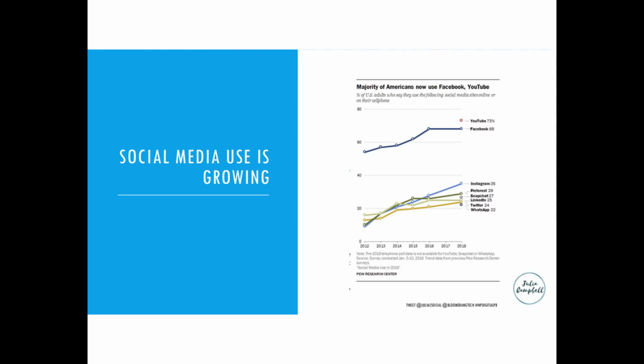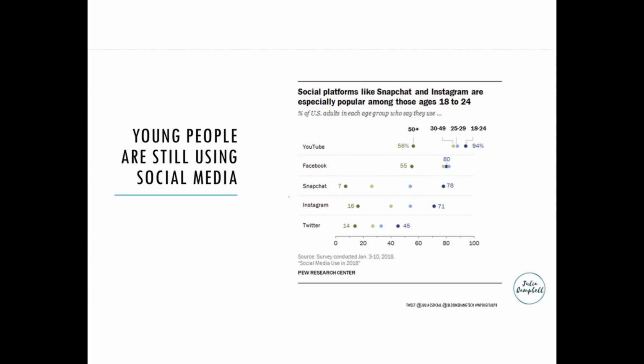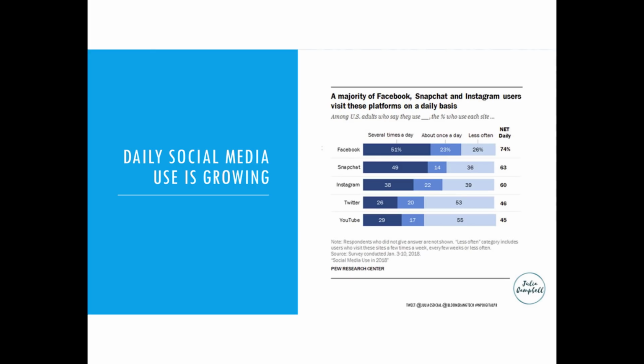Older Americans are getting on social media more. I should say that the Pew Internet Research Report only measures American adult internet usage, so if you have an international audience, it doesn't measure that. Young people are still on it. They're using YouTube, they're using Snapchat, they're using Instagram. We're going to talk about video because your strategy needs to be focused around video, especially if you're trying to target younger people. People are using social media even more than ever before.